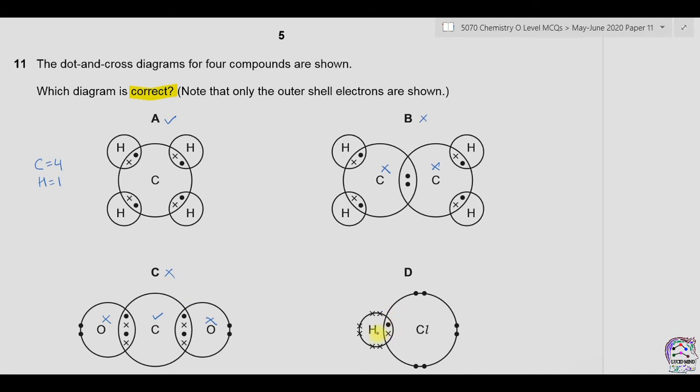In D we have hydrogen, and hydrogen just has 1 electron in the outermost shell and they have given 7 electrons, so D is also wrong. So the correct option is A.